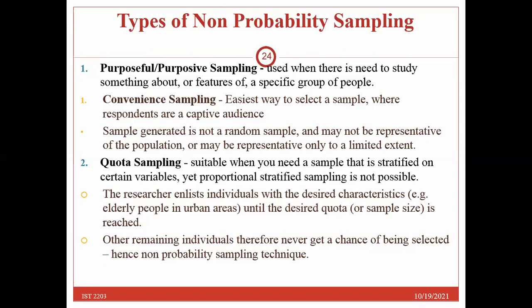Then there's convenience sampling. This is the easiest way to select a sample, where respondents are a captive audience. The sample generated is not a random sample, and may not be representative of a population, and may be representative only to a limited extent.